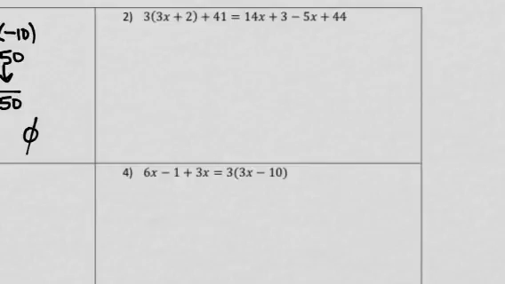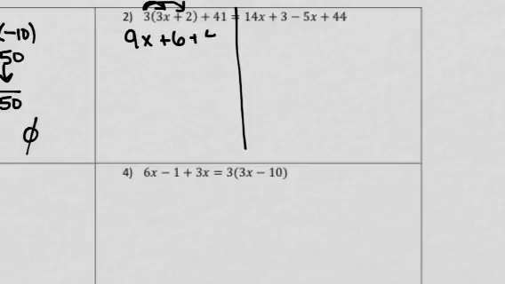Let's take a look at this one. So with this one, I'm going to use the distributive property, 3 times 3x and 3 times 2. I'm going to do that mentally, so 3 times 3x is 9x, and 3 times 2 is 6, and then I'm going to copy down the plus 41.